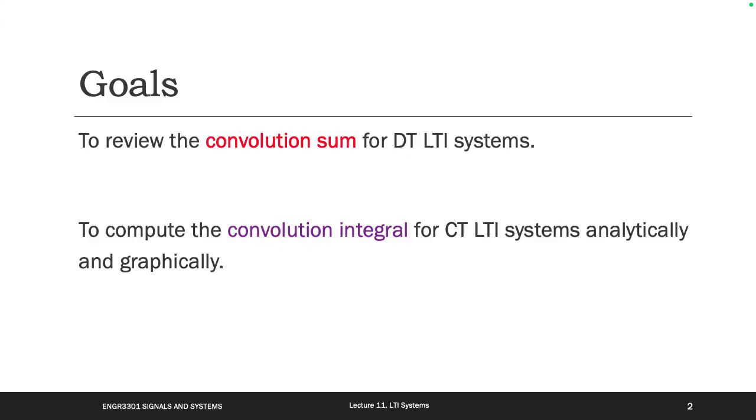Firstly, we will review the convolution sum for DT, discrete time LTI systems. We talked about the convolution sum, but we haven't finished it; there are some examples we haven't finished. Then we will compute the convolution integral for CT LTI systems analytically and graphically. If we are familiar with the convolution sum for DT, the convolution integral for CT is a similar idea, just a different calculation form.